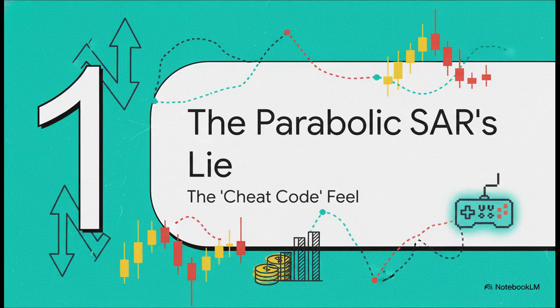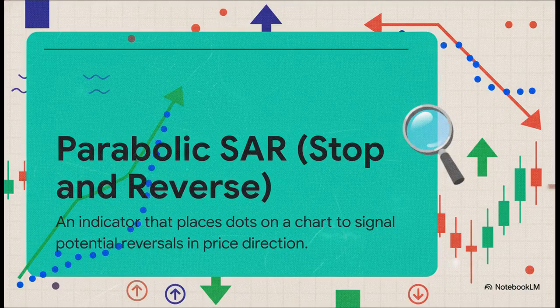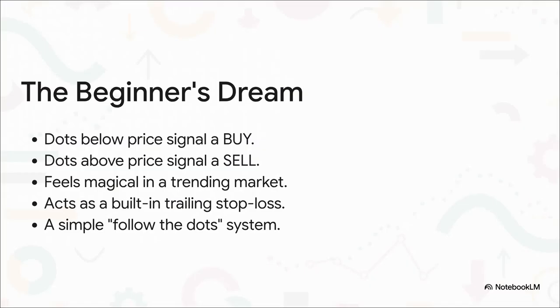So first up, we have to understand the lie, or maybe a better word is the allure of the SAR, because on the surface, this thing really does feel like a total cheat code for the markets. So what is it really? Well, Parabolic SAR stands for stop and reverse, and it's basically just that trail of dots you see on your chart. When the price is moving up, the dots are underneath it. When the price starts to fall, they flip and appear above it. Simple, right?